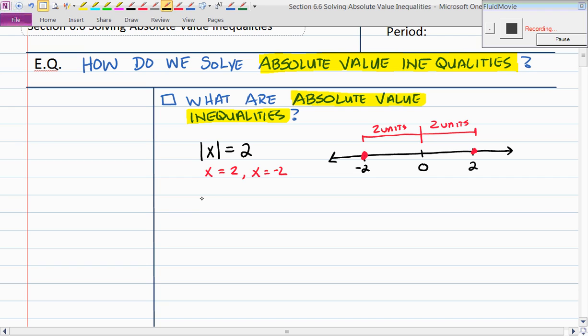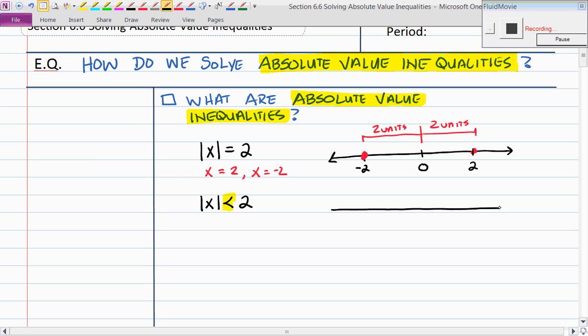But what does it mean when we talk about this? The absolute value of x is less than 2. Or we could say less than or equal to 2. Well, that's different. Now, this is different because we have an inequality sign, right? This is the inequality sign. It says absolute value of x is less than 2. This is an absolute value inequality.